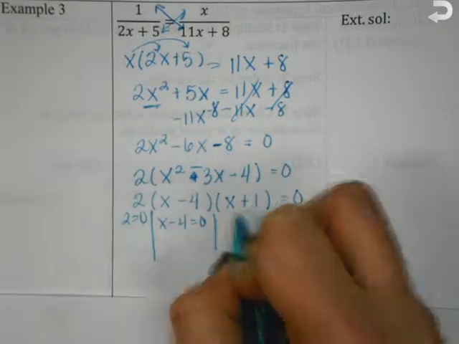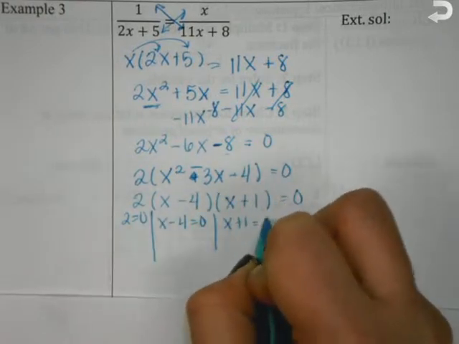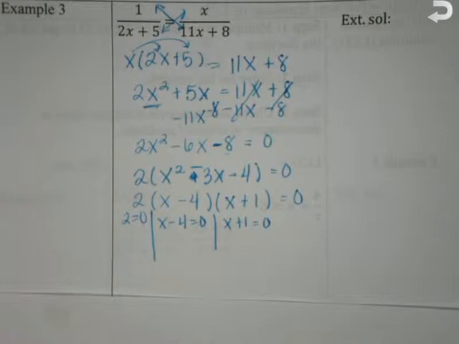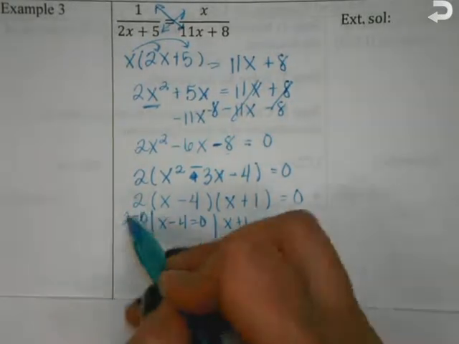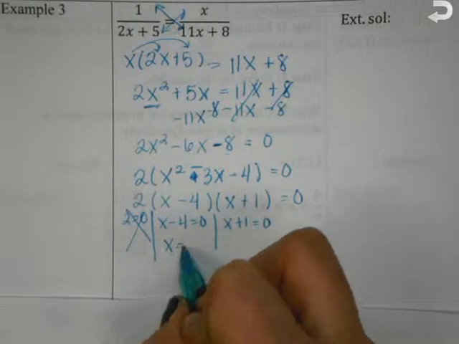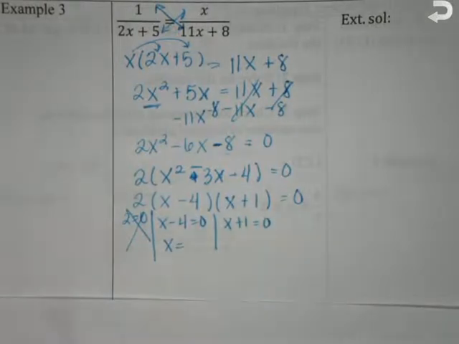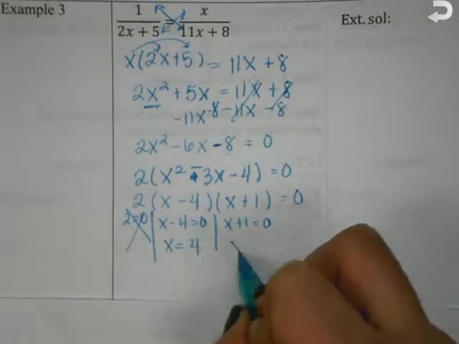Is 2 equals 0 even possible, guys? No. This one, x minus 4 equals 0, is going to give me an answer of 4, and x plus 1 equals 0 is going to give me negative 1. So my two answers are 4 and negative 1.